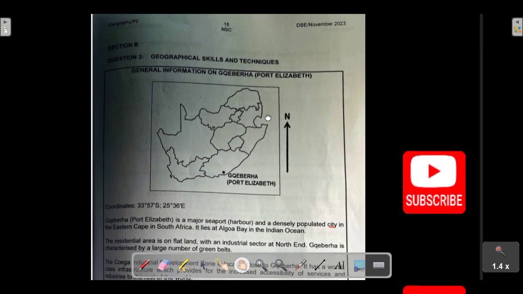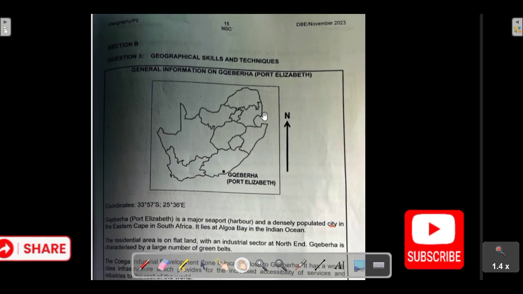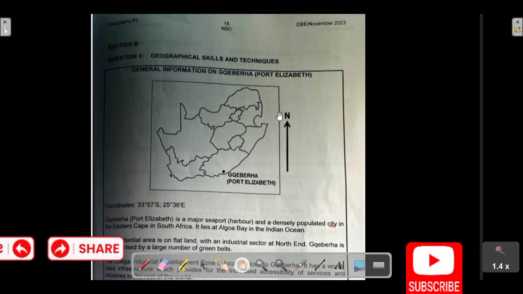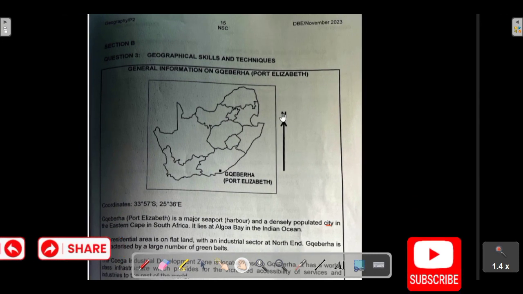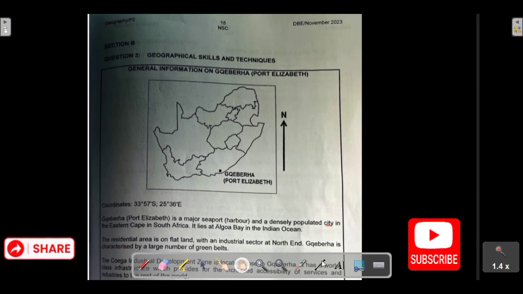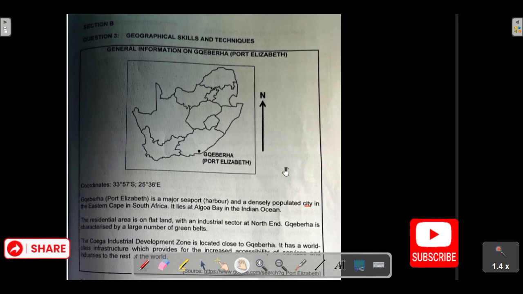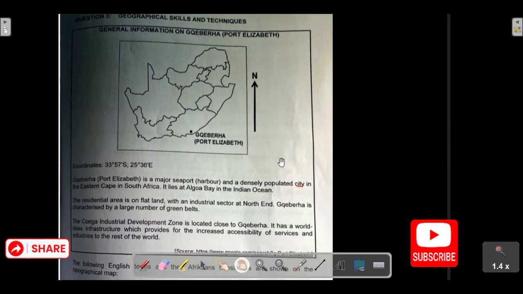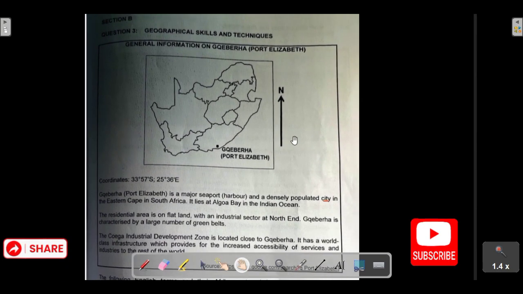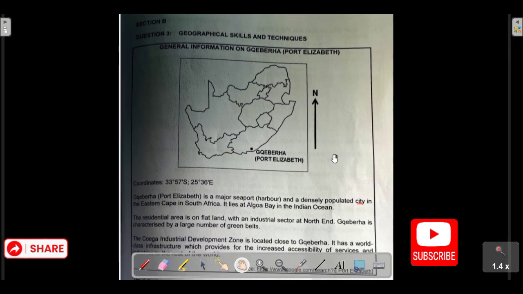In this video we shall finish up with the series, the geography walkthrough or review of the November paper 2023. We'll be going through the map work of paper 2. Of course, we've already done the paper 1 map work. So let's start and do this.